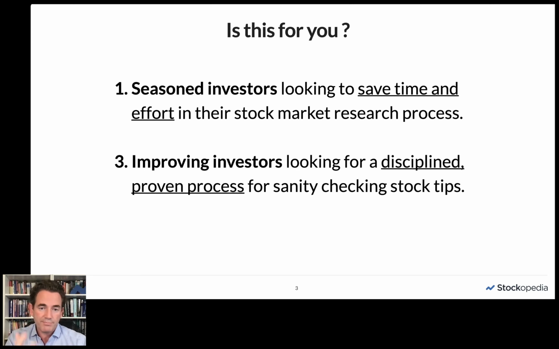And if you're an improving investor or a novice investor, but you've been caught up in, for example, tips or ideas from other sources, and you're finding your investment process a bit woolly, well, you will learn a much more disciplined and proven process for, I call it sanity-checking stock tips, which was a phrase one of our subscribers actually used to describe what we do. I think it's such a good encapsulation of a lot of the value that we offer through our rankings, and a lot of the things that I'm going to show you today.